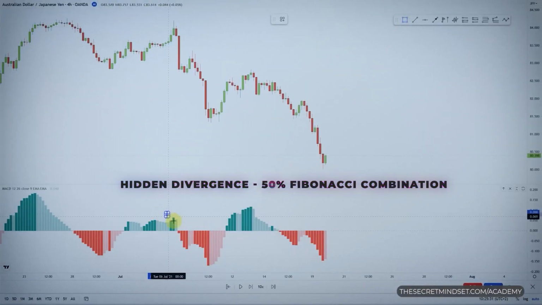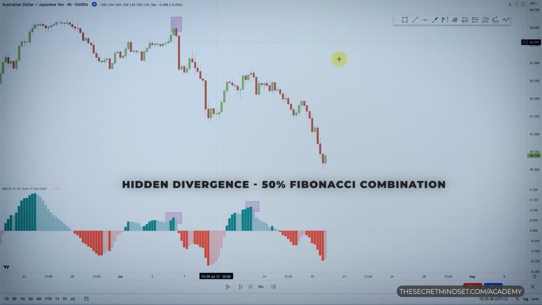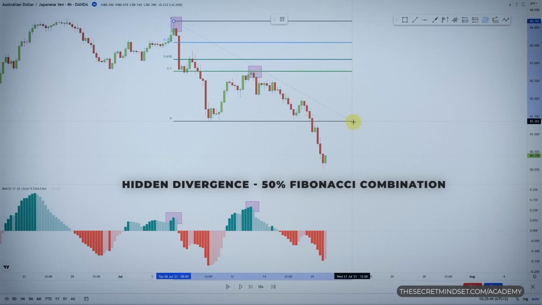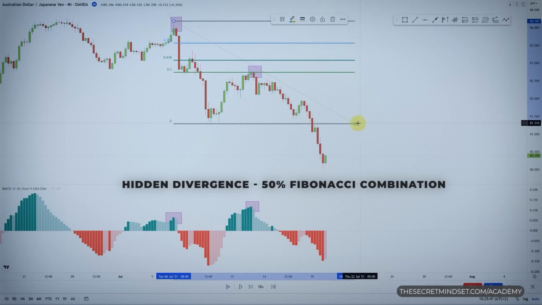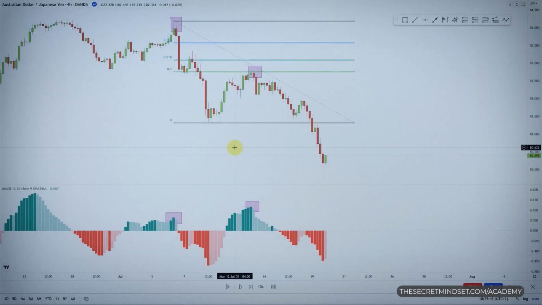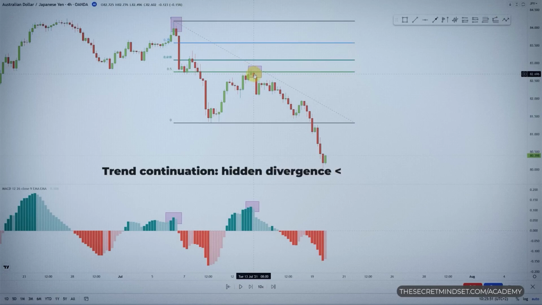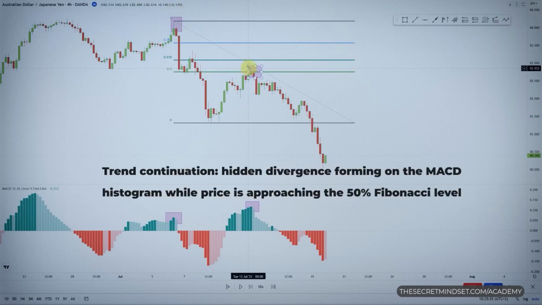Now, hidden divergences and the 50% Fibonacci retracement level can be a powerful combination when it comes to trading strategies. Combining these two leading tools can offer you a more complete picture of market conditions and can help you to pinpoint pullbacks. The idea is simple. If you see a hidden divergence forming on the MACD histogram, while price is approaching the 50% Fibonacci retracement level, this could signal a potential trend continuation trade.